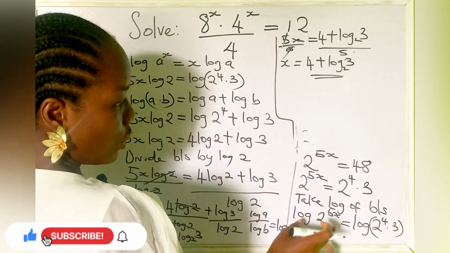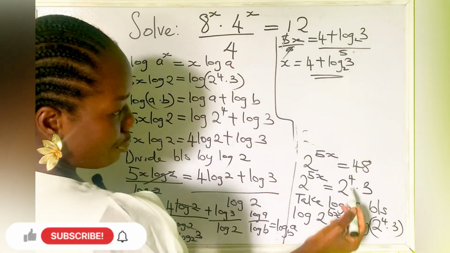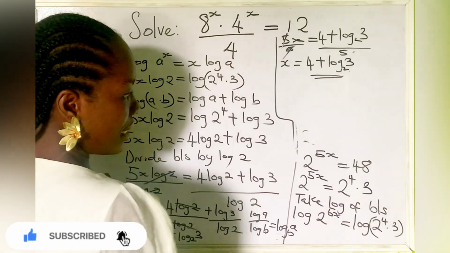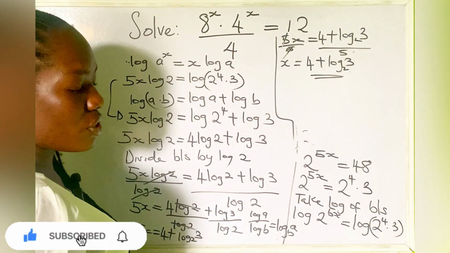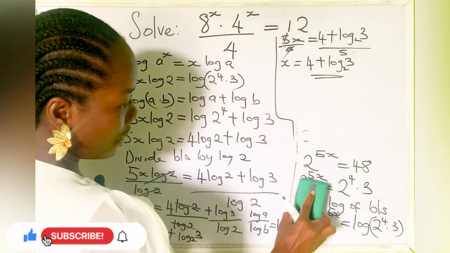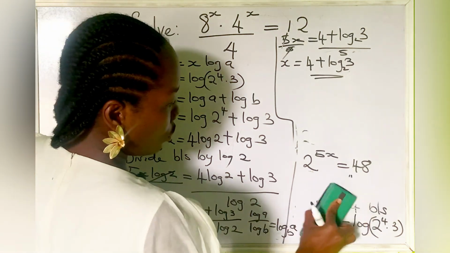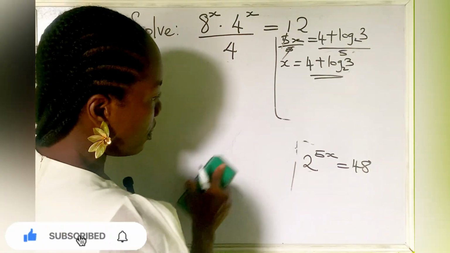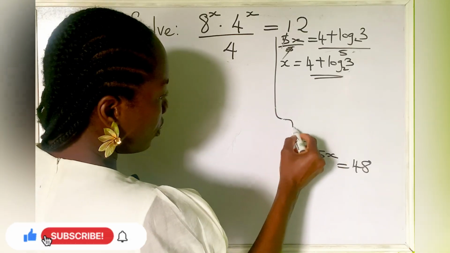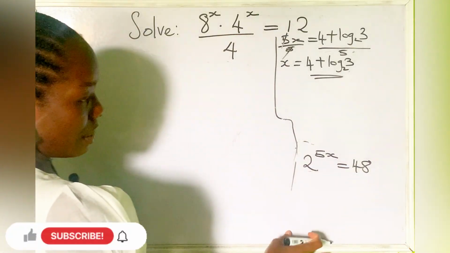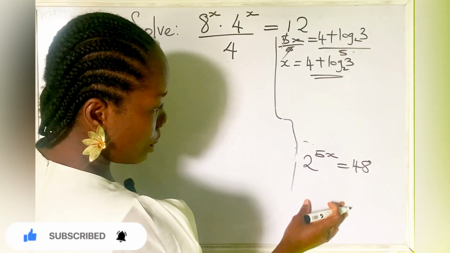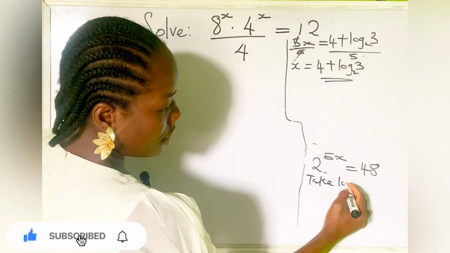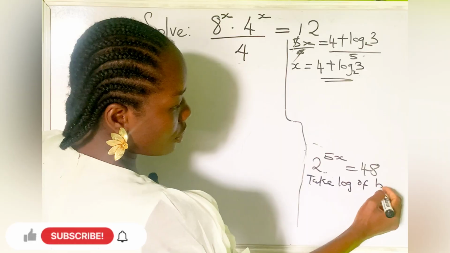Now I've solved it using this method of breaking down 48 into 2 to the power of 4 multiplied by 3. Now let's solve it using the more common method, and you have to tell me which of the methods you prefer. Okay, so for this, let's continue from here. I'm sure you know where we've got up to this point. Next step is to do what? Take log of both sides.